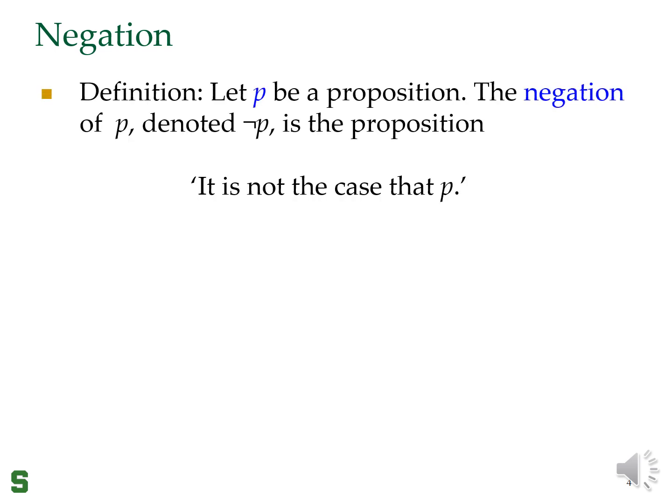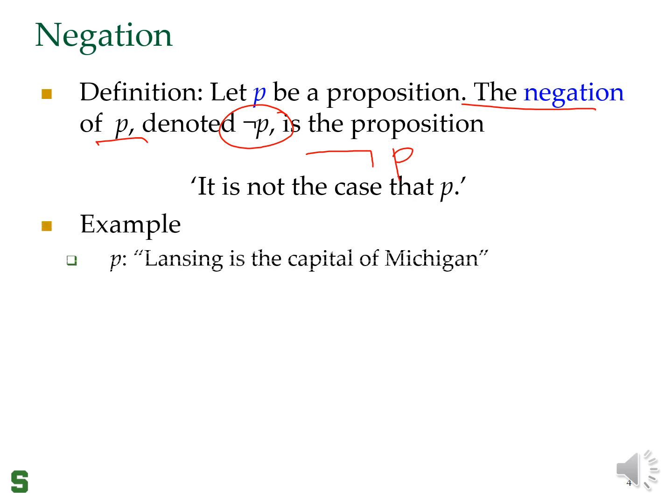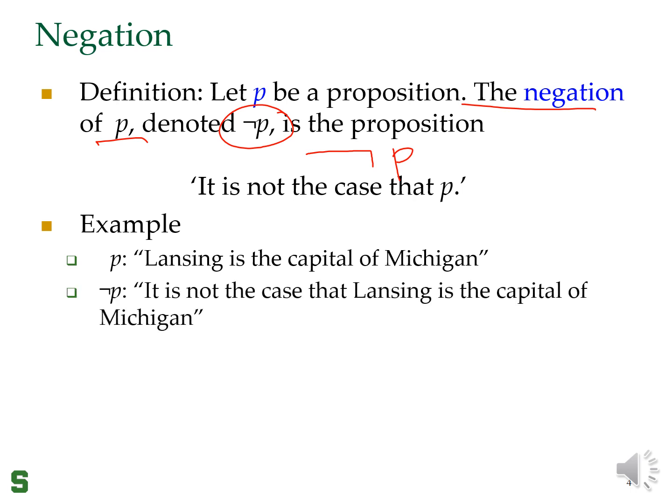The definition of negation is as follows. Let P be a proposition. The negation of P, we write this as not P. The not symbol looks like this, followed by the proposition P. So not P is a proposition that says it is not the case that P. That means if P is true, not P is false. If P is false, not P is true. Let's look at an example. Let's say P is the proposition that says Lansing is the capital of Michigan. Not P would be, it is not the case that Lansing is the capital of Michigan. And we could rewrite this as Lansing is not the capital of Michigan.